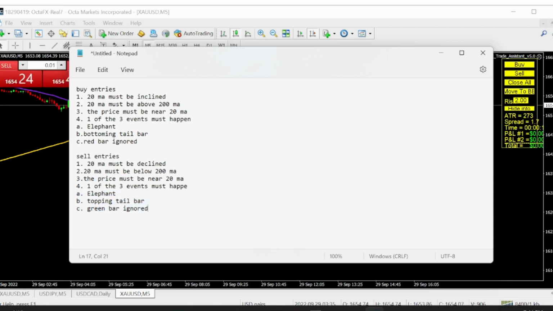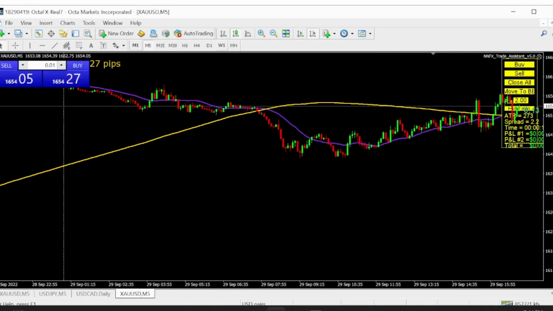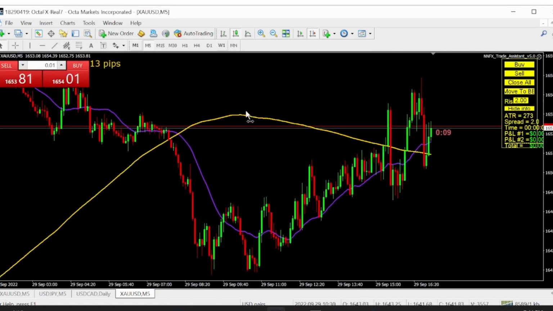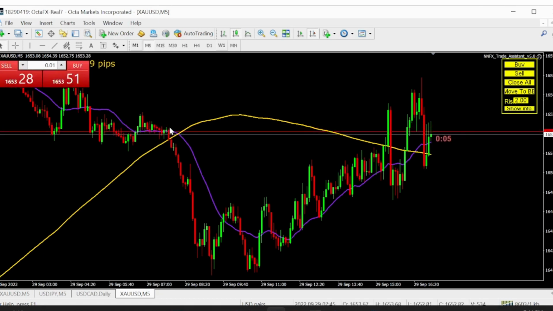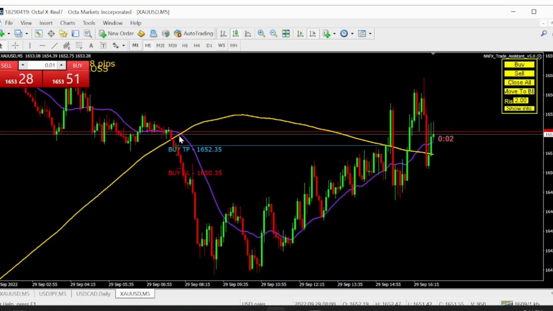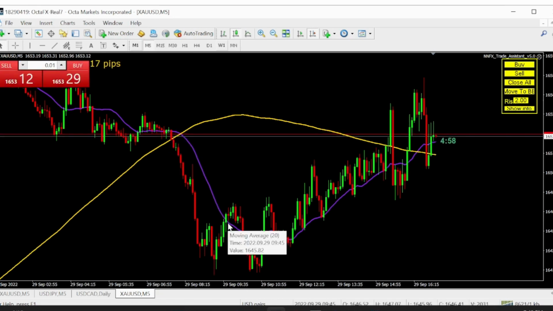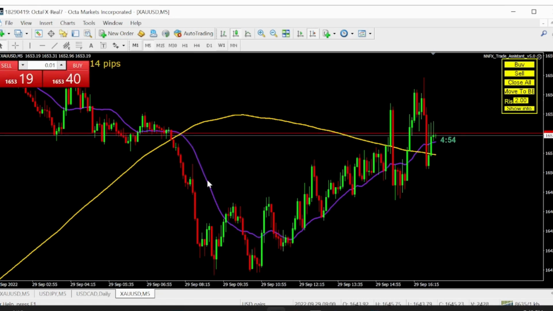So let's go into the chart and see what our criteria are. So here we see, I'll zoom in, guys. Here you can see your 20 period moving average is below the 200 period moving average. We met the criteria. Your 20 period moving average is declined. We meet the first criteria.